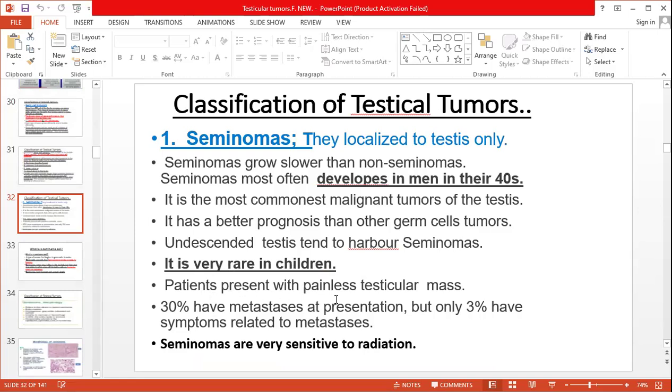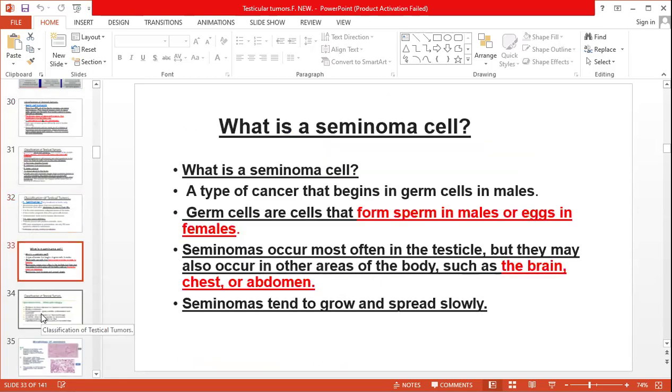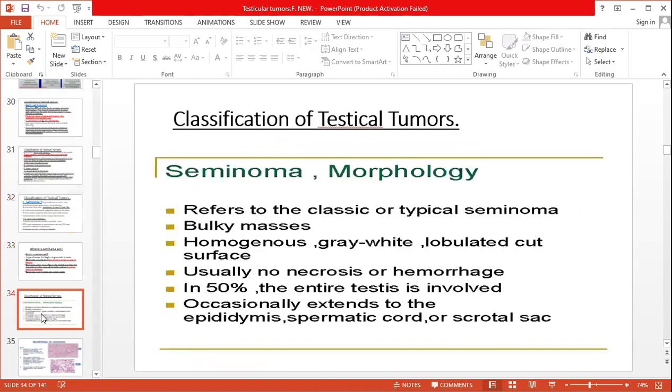Patients will present with a painless testicular tumor, with 30% having metastasis at presentation. Seminomas are very sensitive to radiation. The seminomas are typically bulky masses with homogeneous gray-white lobulated cut surfaces. Usually there is no necrosis or hemorrhage.